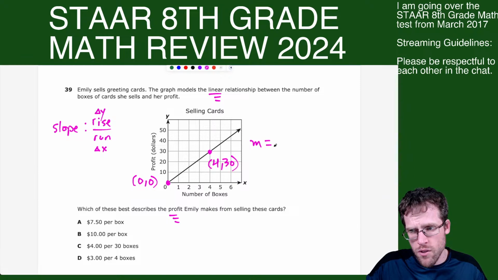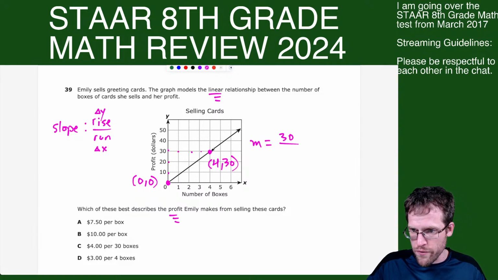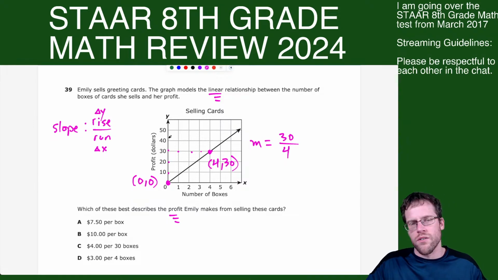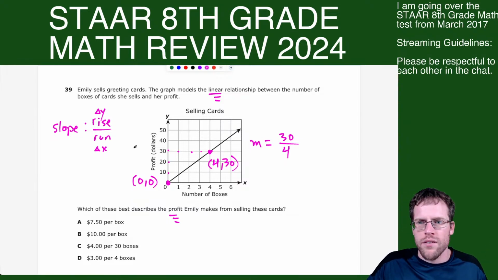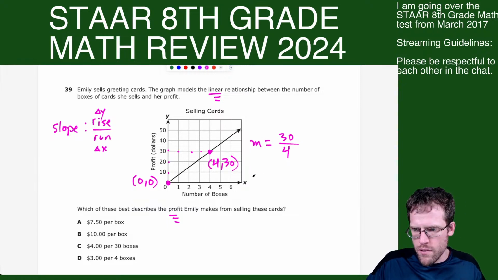So here I can find the slope m, which is the change in y. I'm going up 30, and I'm running over 4. See, I'm going up 10, 20, 30, and I'm running 1, 2, 3, 4. Just be careful because the x and y axes are not scaled the same. The y-axis is counting by tens, and the x-axis is counting by ones. Then I just divide, and this simplifies to 7.5.